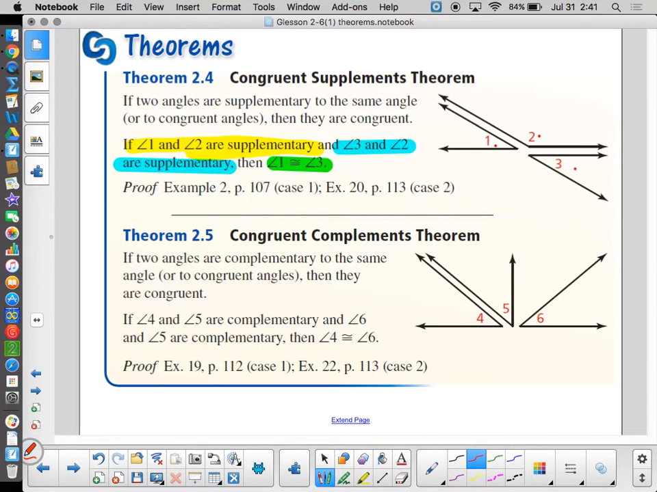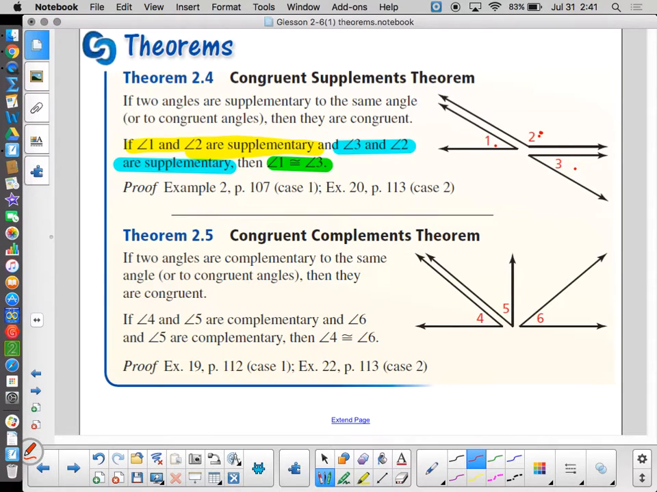Angle 2 and angle 3 add up to 180. Angle 1 and angle 3 clearly are not going to add up to 180, are they? Clearly not. Now, could there be a situation where they do? Well, sure. If they're all right angles, it would actually work. But that's not normally the case. Angle 1 and angle 3, because they're both supplementary to angle 2, have to be congruent.